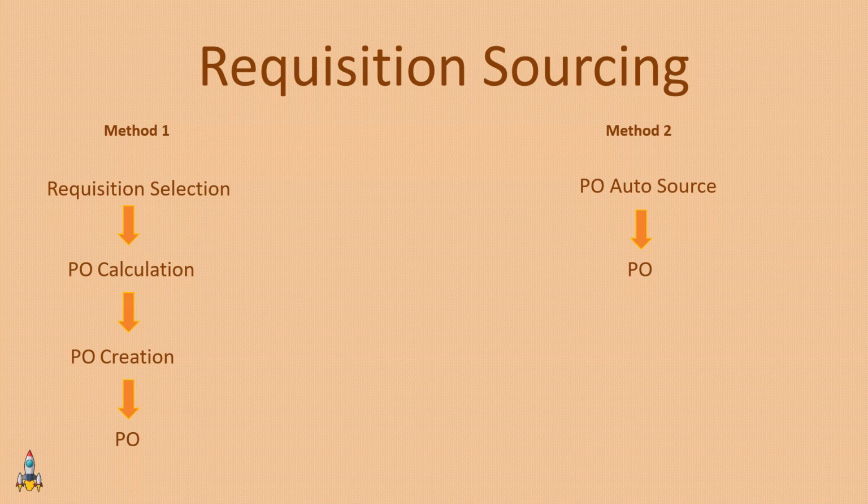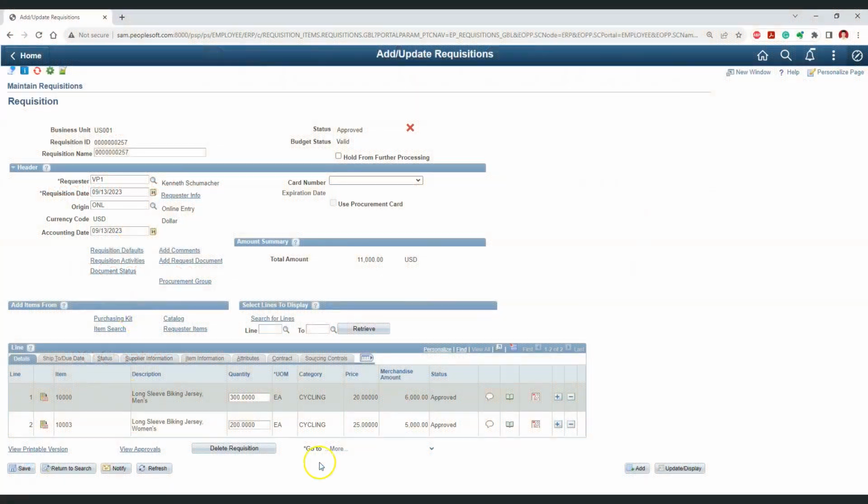Let's see one example. So our requisition has 2 items and both the items have the unit of measure as each. So right now we are ordering 300 each of the first item and 200 each of the second item. Now this unit of measure is coming from the item setup that we have done in the PeopleSoft system. But suppose the supplier who sells this item deals in the unit of measure called dozen. So the conversion factor is like 12 each equal to 1 dozen.